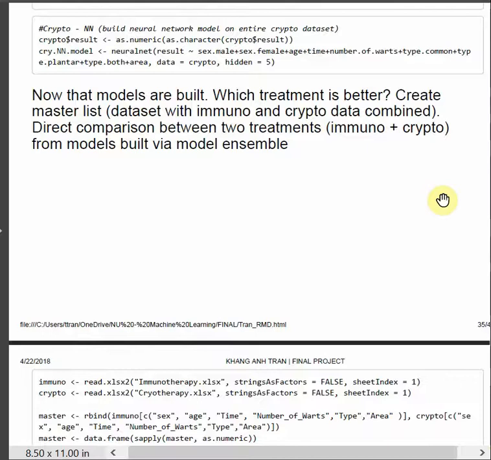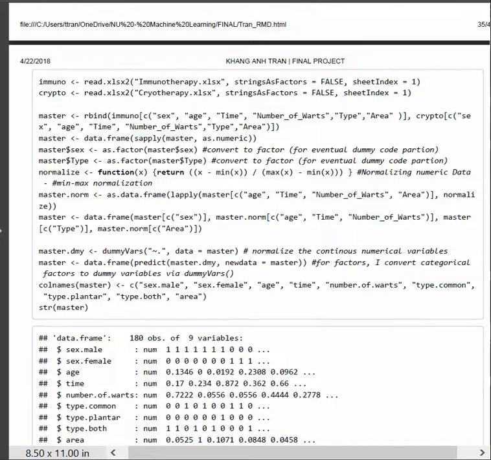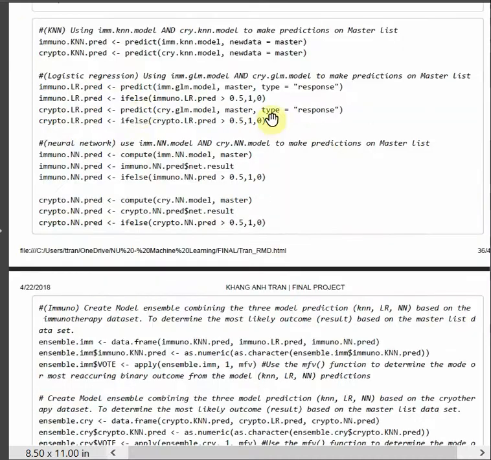After I built the models, I determined which treatment was better by creating a master list combining the immunotherapy and cryotherapy data sets, and I made a direct comparison between the two treatments by my model ensemble. Shown in this code right here, I loaded in my immunotherapy data set, my cryotherapy data set, and I just combined them together, as shown in this code right here. I then used the models that I built earlier on the entire immunotherapy and cryotherapy dataset, and I made predictions, as shown right here.